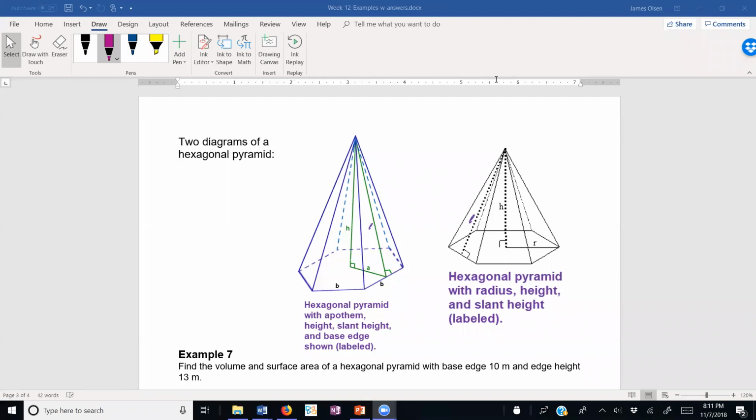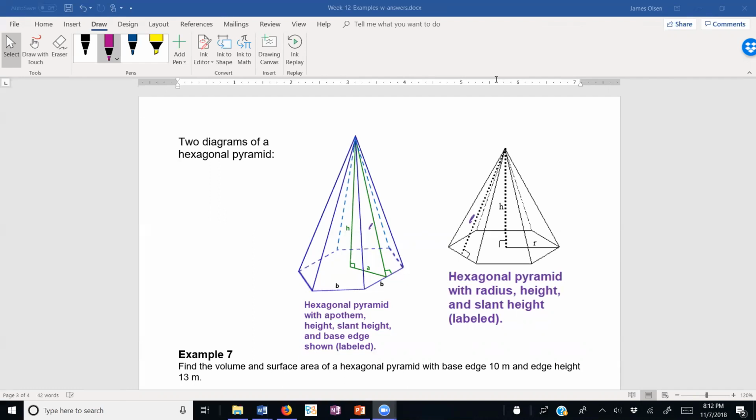Now I'd like to do example 7. This is going to be a hexagonal pyramid. And I have a couple of diagrams that I pulled off the internet. The left-hand diagram here is a hexagonal pyramid. We see the apothem is lowercase a. We see the height is h. And we see the slant height is script L. And the base edge is also shown as B. And so we see the right triangle. In the second diagram, which is a different diagram I pulled off the internet, we have labeled the height, the slant height, and the radius. The radius and the apothem are different.